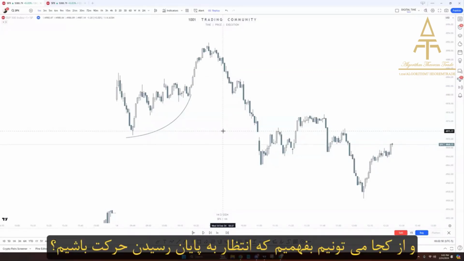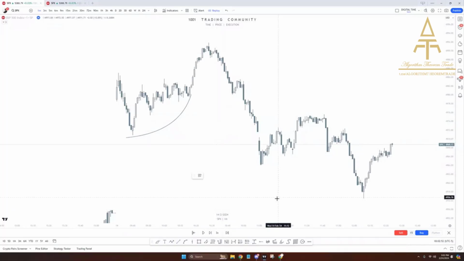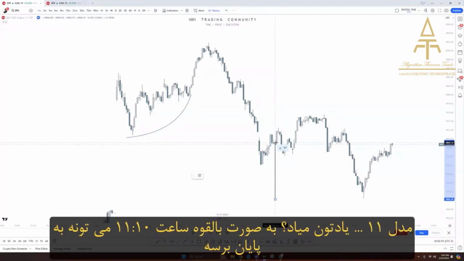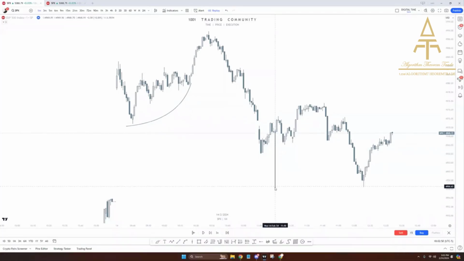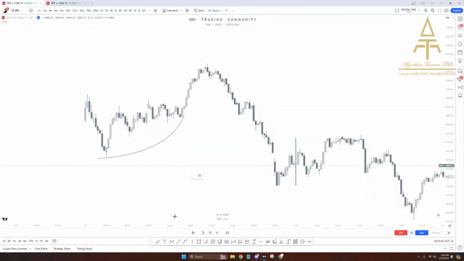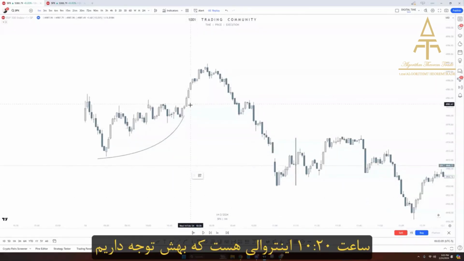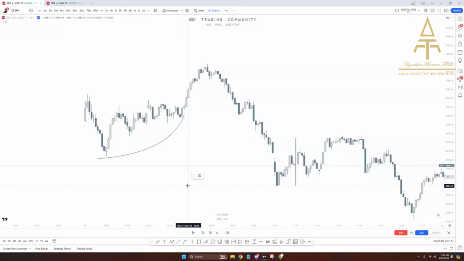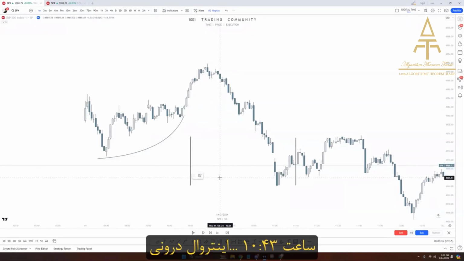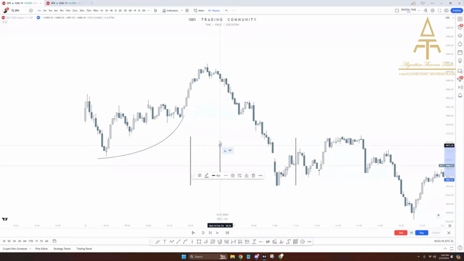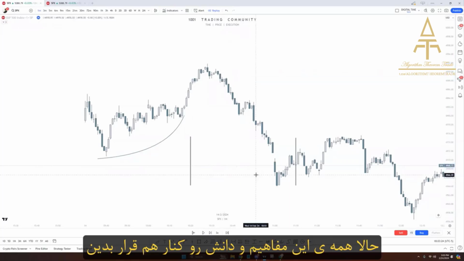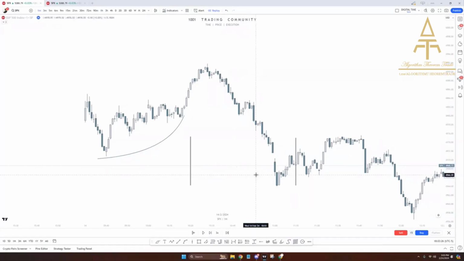And when do you know when to expect the end of a move? Well, Model 11, remember, potentially can finish at 11:10. So by then, we'll know. Right here. When should it start? 10:20 is the interval that we're paying attention to. 10:34, the inner interval. Look at that. Right there. It starts, right? So you put all of these things, all this knowledge together and really study it.